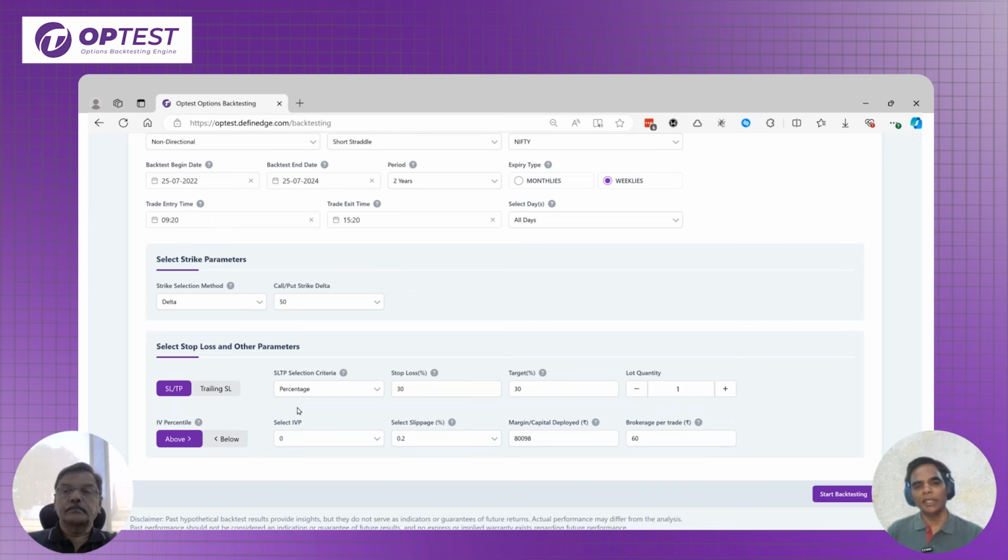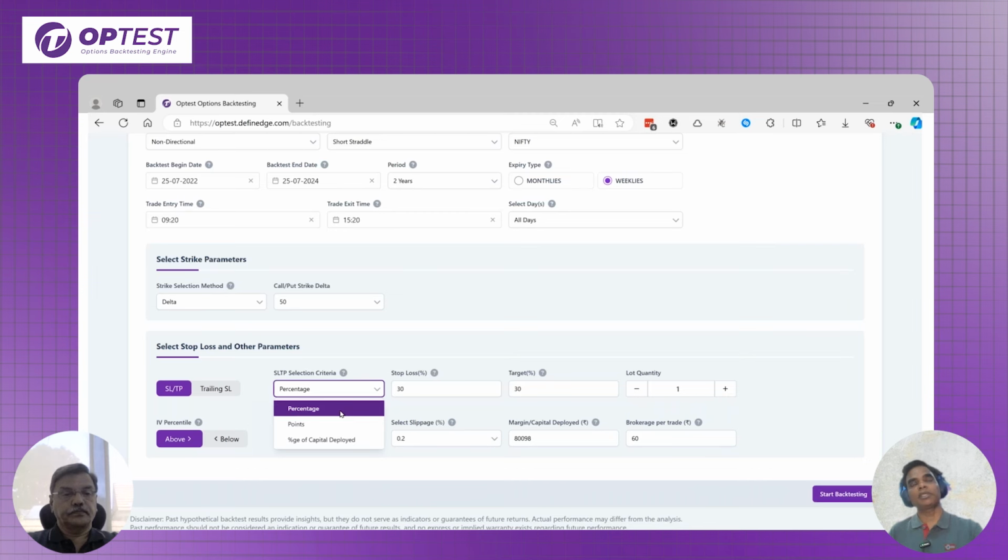And then again here you have different criteria: percentage, points, and even percentage of capital deployed. So let's say you have deployed 50,000 and you don't want to lose beyond a certain point of that capital. So you use a percentage of capital, and whenever that is hit, the trade is exited. So you have multiple selection methods.